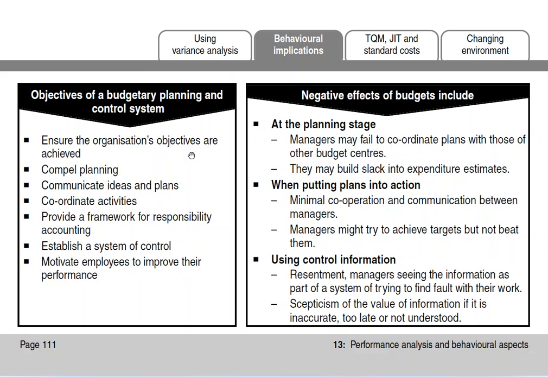Using control information and then in variance analysis, resentment, managers seeing the information as part of system of trying to find fault with their work. One thing is they would not accept. They would say, okay, this variance is actually not adverse. Another thing would be if you give them adverse variances, then they would believe that they are being judged. Skepticism of the value of information if it is inaccurate, too late, or not understood. Maybe the information is provided very late, or maybe it is inaccurate, or maybe it is not understandable. So that means it will not be effective.